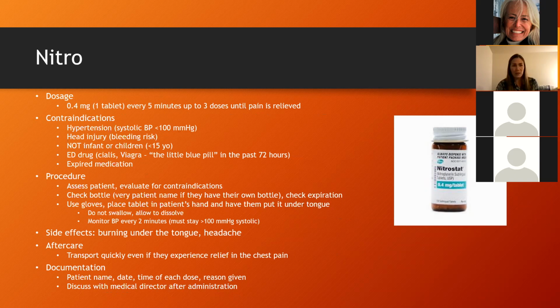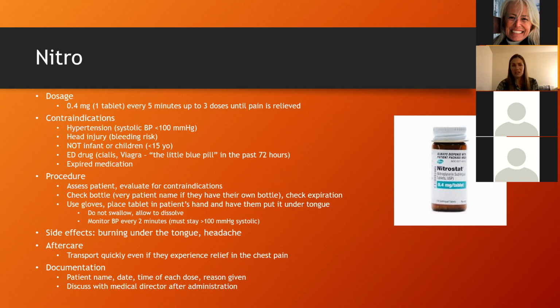Place the tablet in the patient's hand and have them put it under their tongue. Remind them that they are not to swallow it. Allow it to dissolve under the tongue. Monitor their blood pressure every 2 minutes to make sure it stays above 100 millimeters of mercury for the systolic blood pressure. Main side effects with nitro, they may get some burning under the tongue as it dissolves.